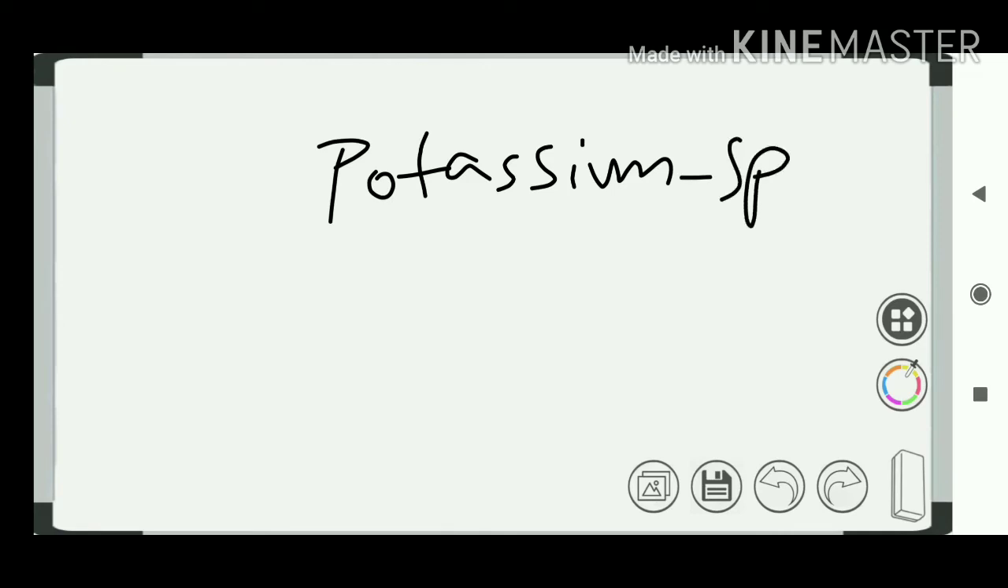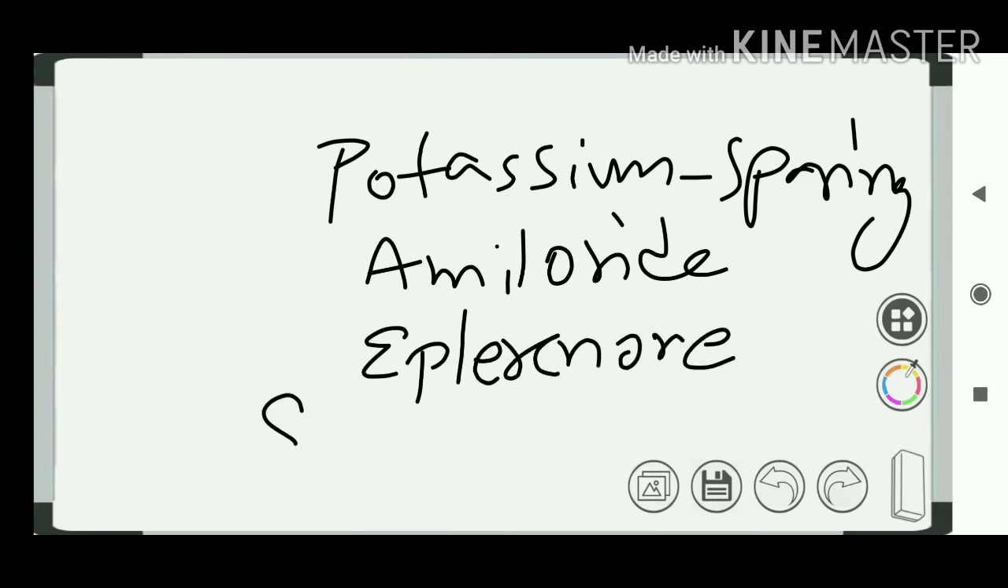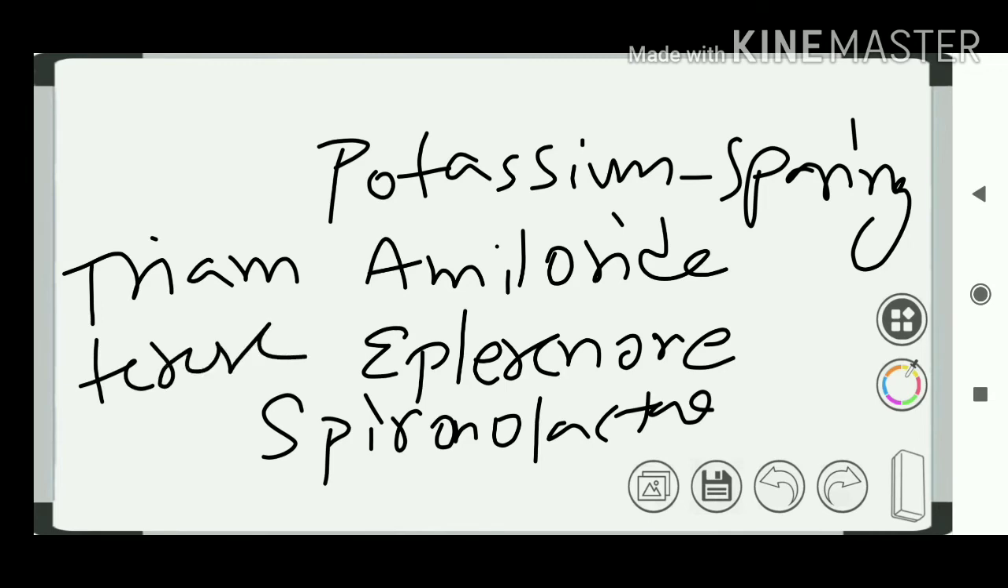So these are amiloride, eplerenone, spironolactone, and triamterene. So these are the examples.